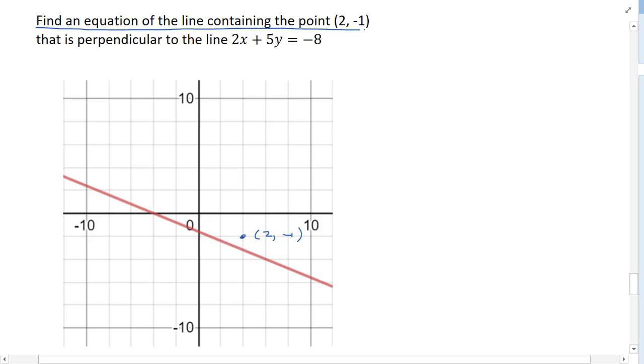So our line that passes through this point has to be perpendicular to the line 2x + 5y = -8. So we have some other line here, and this is the line that we want to find the equation of. Just bear with me here. These are supposed to be perpendicular. They make a 90-degree angle when they meet. So this is the line that I want to find the equation of.